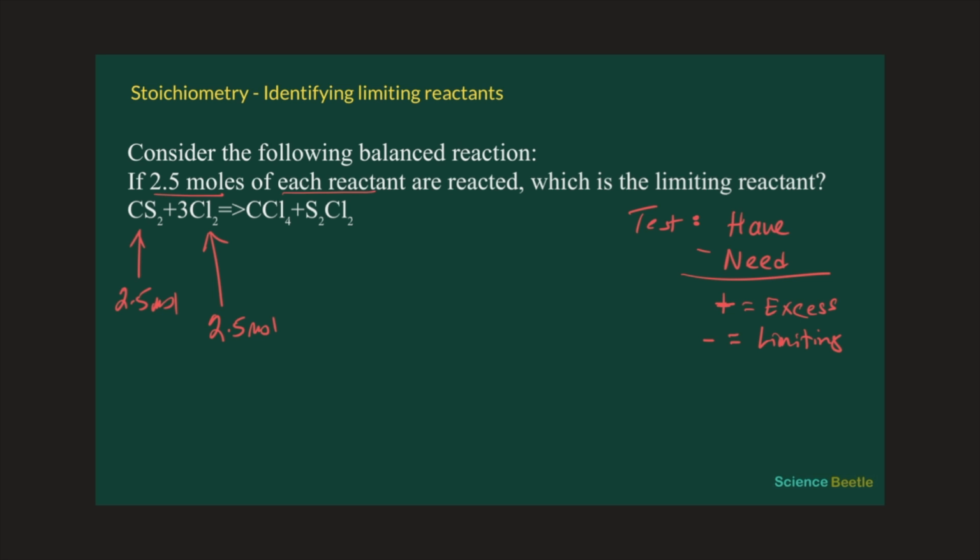So let's go ahead and set this up. We're going to use the 2.5, so we're going to say 2.5 moles of the limiting reactant that we think is the limiting reactant, and that'll be the Cl2. And now we're going to ask, how many moles of the other compound are we going to need?